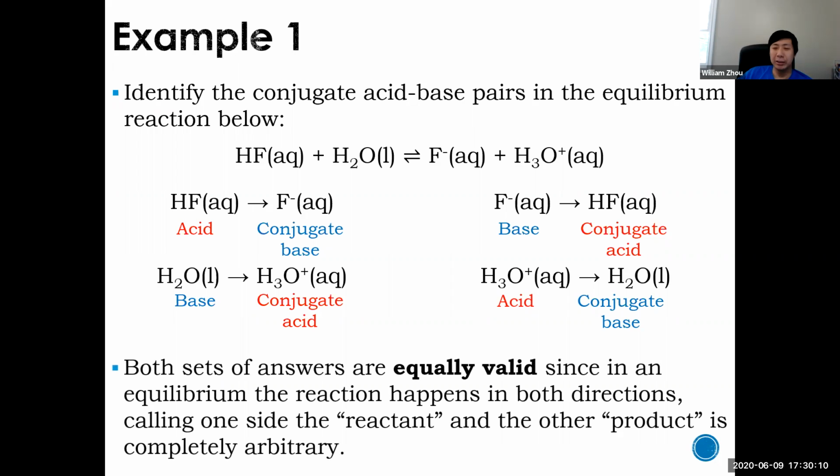They're equally valid because it depends on your point of view. You can go from left to right or right to left, you get the same thing. Notice that HF is an acid on the left side. HF is the conjugate acid on the right side. The only difference is you add the word conjugate. They're both acids. F⁻ is always going to be a base. H2O is, in this question, always a base, and H3O⁺ is always an acid. So you don't change whether you're an acid or base. You just slap on the word conjugate. Who's the conjugate? It's just a matter of perspective. You can call the left side conjugates or you can call the right side conjugates. I don't care. Does that make sense?